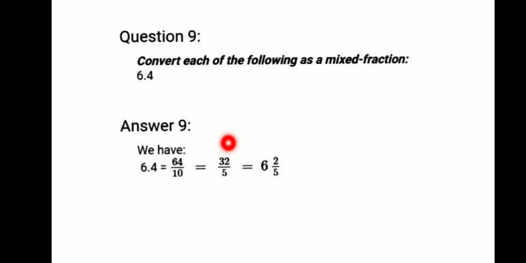Convert each of the following as a mixed fraction. 6.4. We have 6.4. It should be 64 upon 10. It is the fraction and it is divisible by 2. So the fraction or simplest form should be 32 upon 5, and when we divide 32 by 5, we will get 6 whole 2 upon 5, and this is the mixed fraction. Understand? Now question number 10.